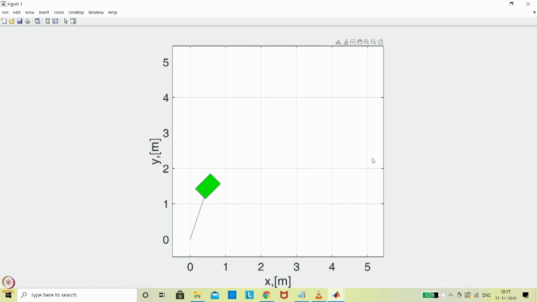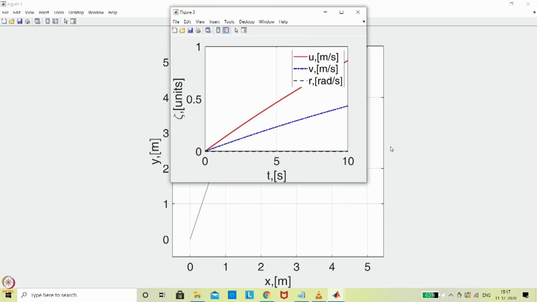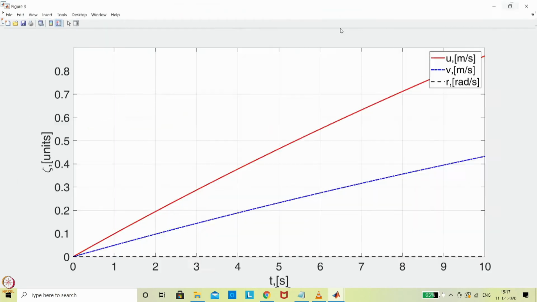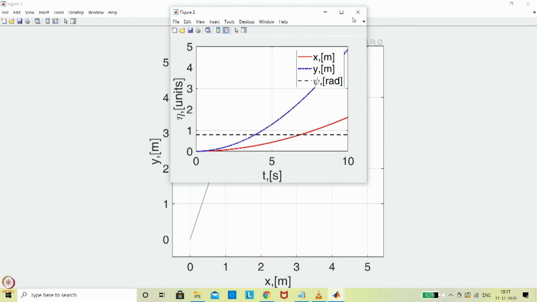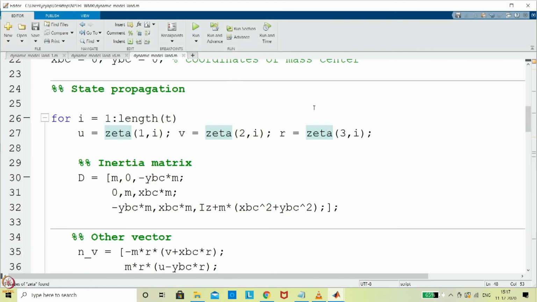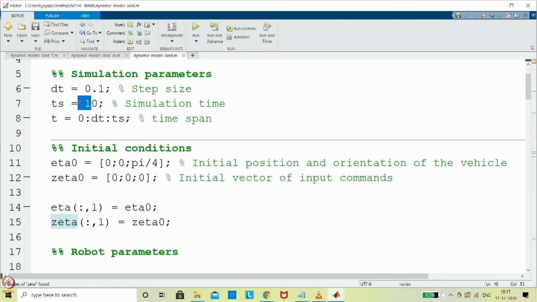Earlier it kept on increasing. Now you can see some kind of saturation you can expect at the end of the simulation. The system is getting curved, but if I increase the time step, in the sense the span time, right now it is 10 seconds.